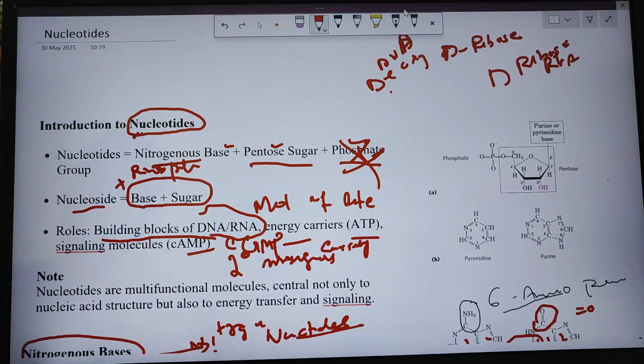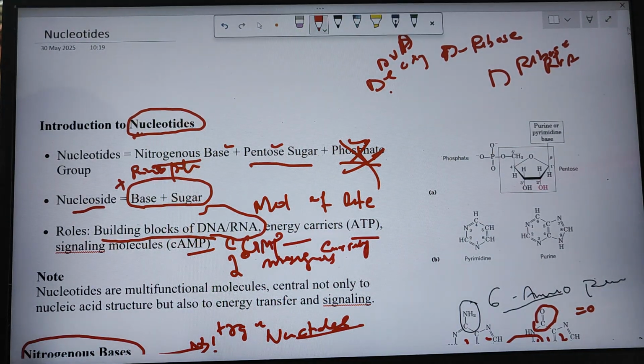Got it. So what is the difference between the deoxy-D-ribose and the D-ribose? It is simple: the deoxy-D-ribose lacks the hydroxyl group at the carbon number 2 here. So this is the carbon number 2 of the pentose sugar. It contains the hydroxyl group in the ribose. Okay, this is present in the RNA.